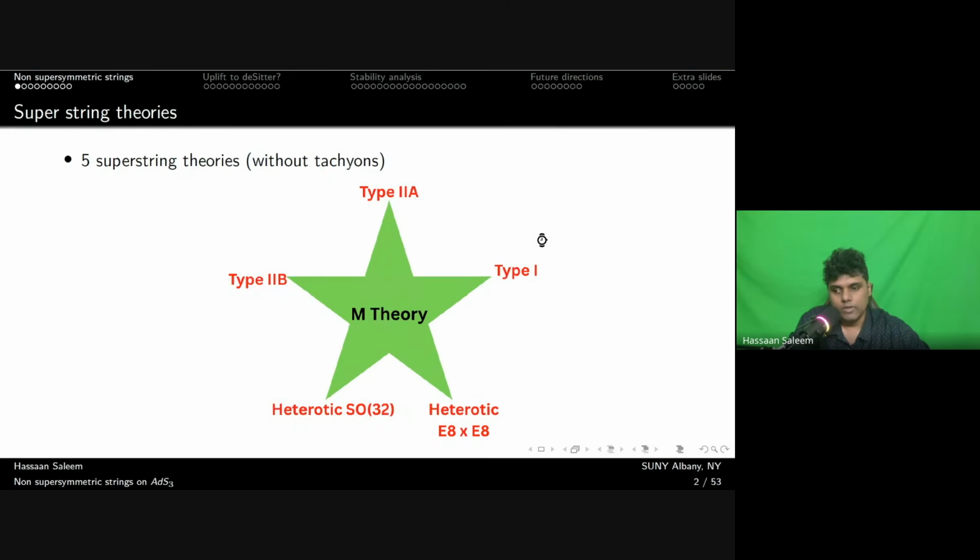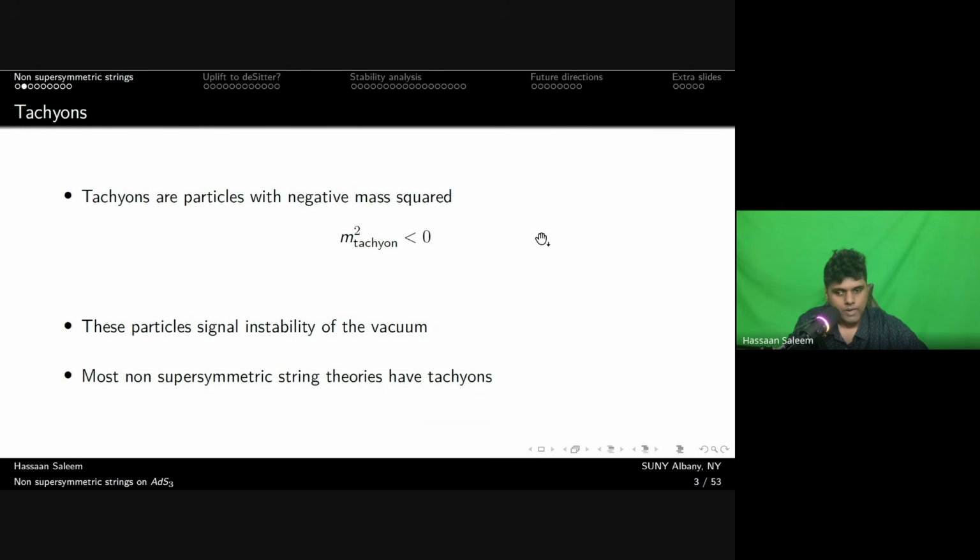So what are tachyons, first of all? Tachyons are particles with negative mass squared, right? And it's a very unphysical property to have, because if you have negative mass squared, it also implies that you will always travel faster than the speed of light. And if you have tachyons in your theory, it signals instabilities of the vacuum. So the vacuum is not stable anymore. It will decay into something else. So therefore, you don't want tachyons in your theory.